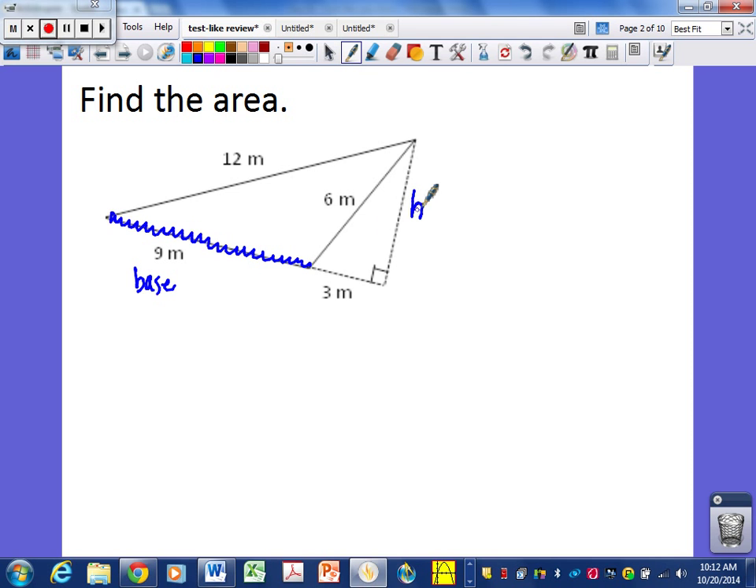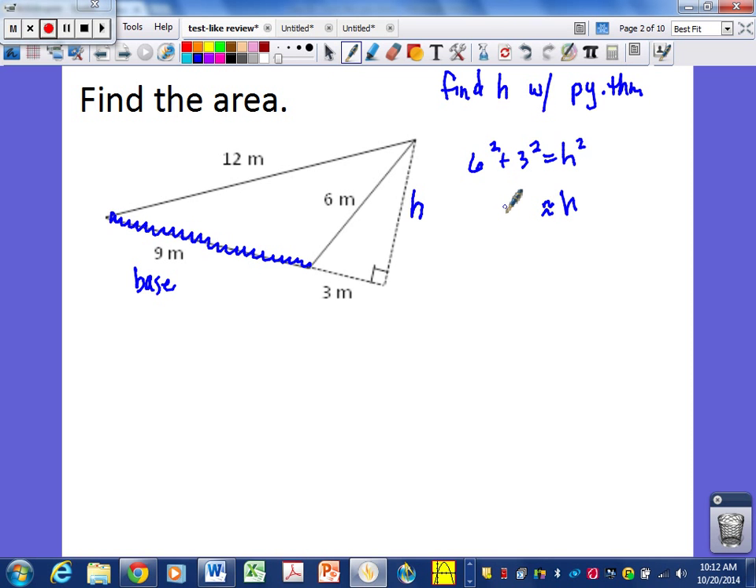So the first thing we have to do is find the height, and we will find the height by using Pythagoras. So 6 squared plus 3 squared equals height squared. Where did 9 come from? I must have added them together. And it turns out that the height is 3 roots of 3, isn't it?